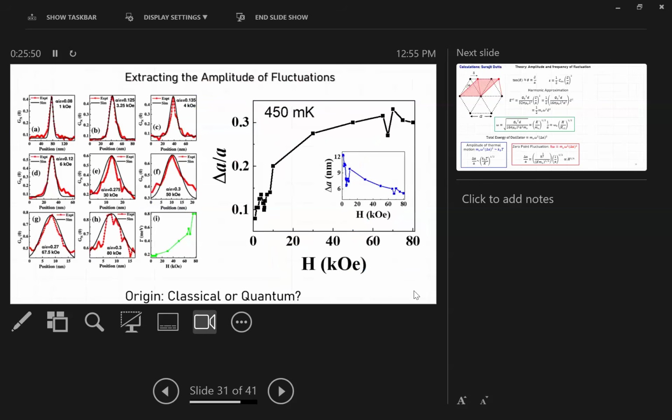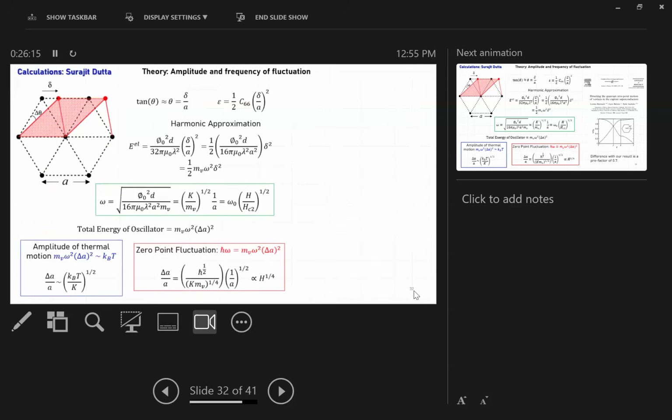Nevertheless, we can now take the variation of the zero bias conductance passing through the vortex core, and from there, by fitting this, I get this delta A by A as a function of magnetic field at 450 millikelvin. The question is: does this represent classical or quantum fluctuation?